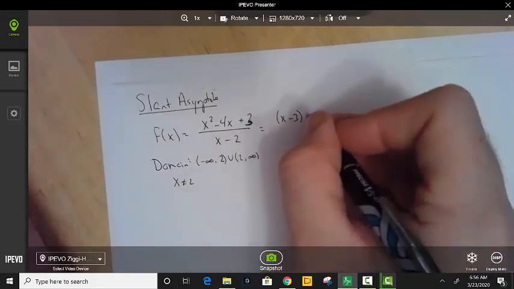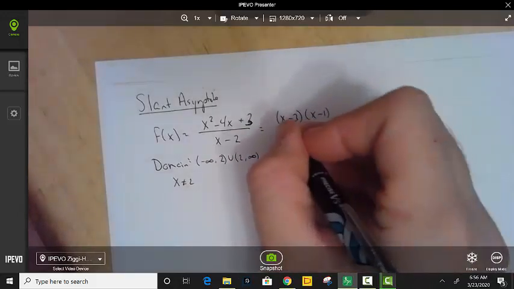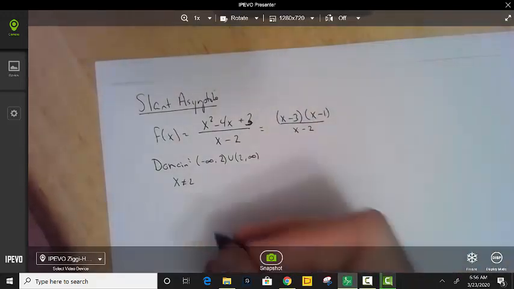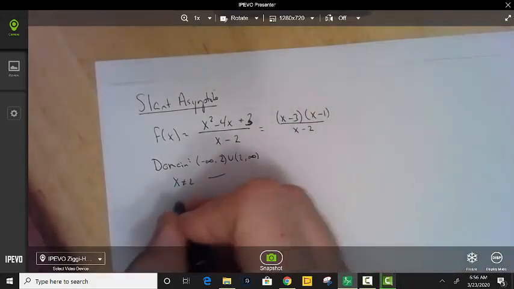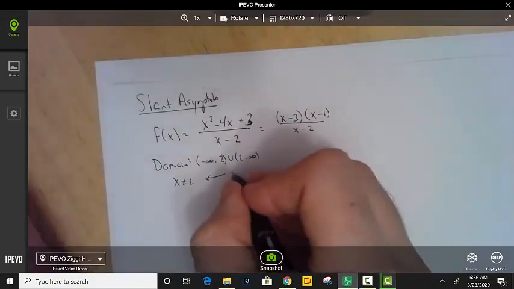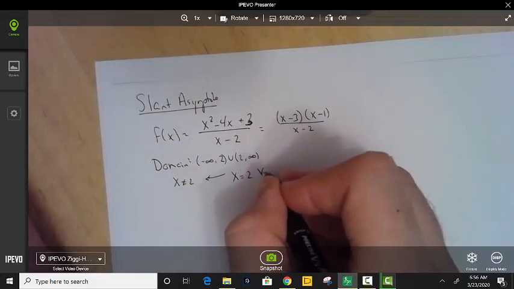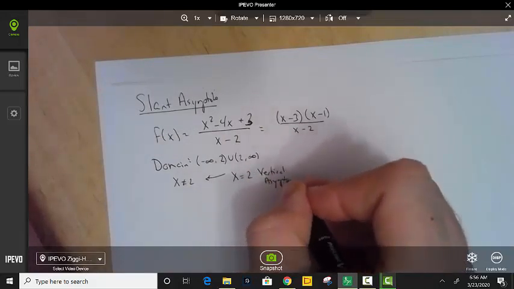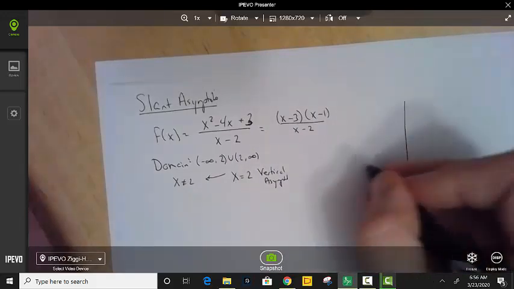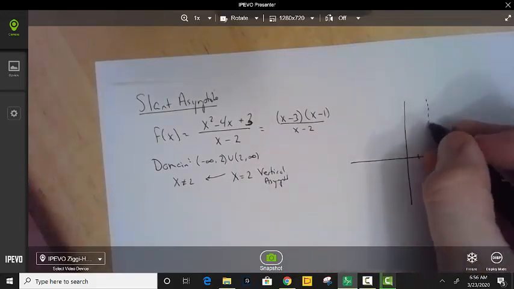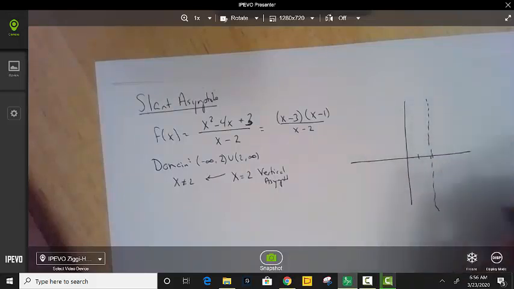Let's go ahead and factor this. The top factors to (x minus 3)(x minus 1) over the denominator of x minus 2, and we see that the function did not reduce. So that means that the implied domain, x cannot equal 2, means at x equals 2 there is a vertical asymptote because it didn't reduce down. So we're going to come over here to 2 and put a vertical dotted line.